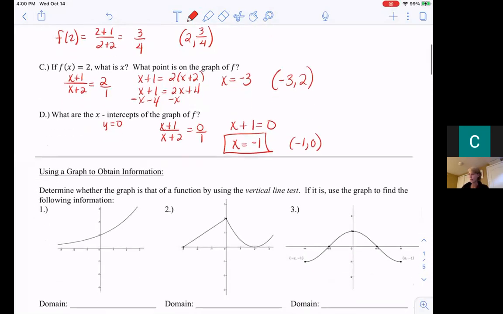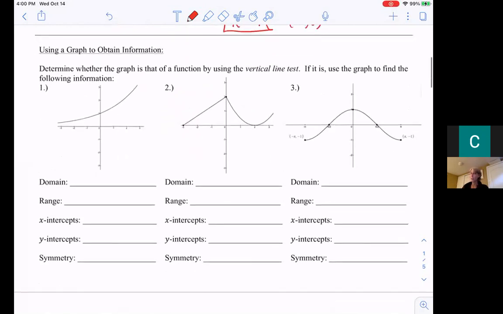And now we're going to actually be looking strictly at graphs. We're not going to have a function in front of us. We're just going to be getting all of our information from the graph. So we want to determine whether it's a function by using the vertical line test. That's the method we use to see if something is a function. If it is, use the graph to find the following information. So first, this one passes the vertical line test.